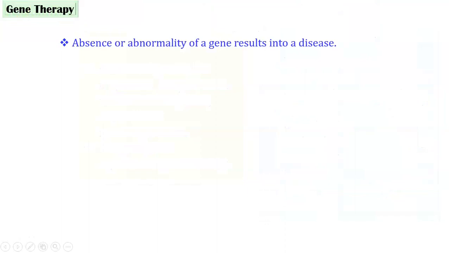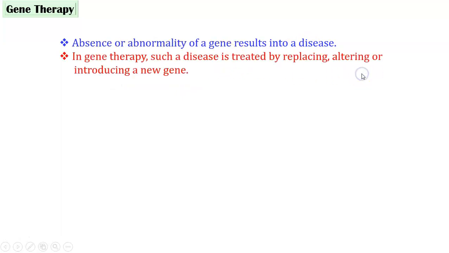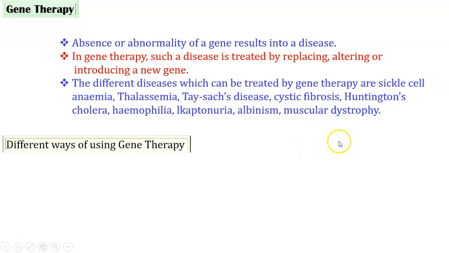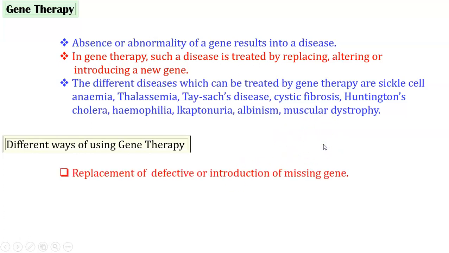Gene therapy. In certain circumstances, this gene therapy is the best therapy, especially when the disease is caused due to absence or abnormality of the gene. In gene therapy, such disease is treated by replacing, altering, or introducing a new gene. The different diseases which can be treated are sickle cell anemia, thalassemia, etc. There are different ways by which we can use gene therapy. A few ways are discussed here.